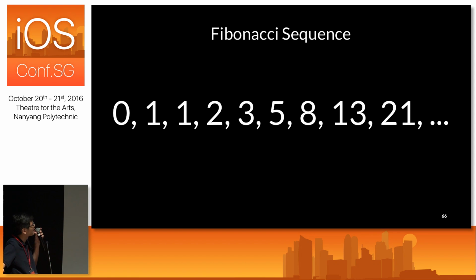This is the Fibonacci sequence. I guess most of you will be familiar with this, even though you may not know what it's called. Basically, it's an infinite series of numbers. The first two numbers are 0 and 1. Subsequent numbers are the summation of the previous two numbers. So you have 0 and 1, then 0, 1 becomes 1, then 1, 2, and so forth, right?